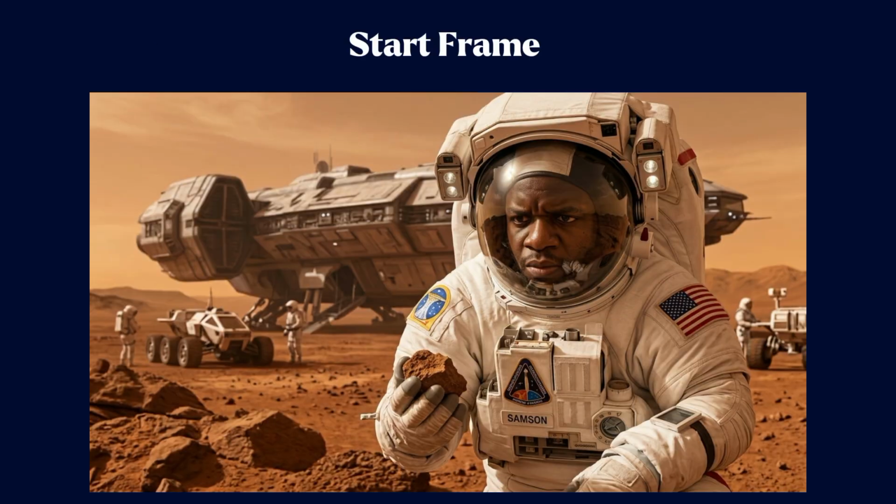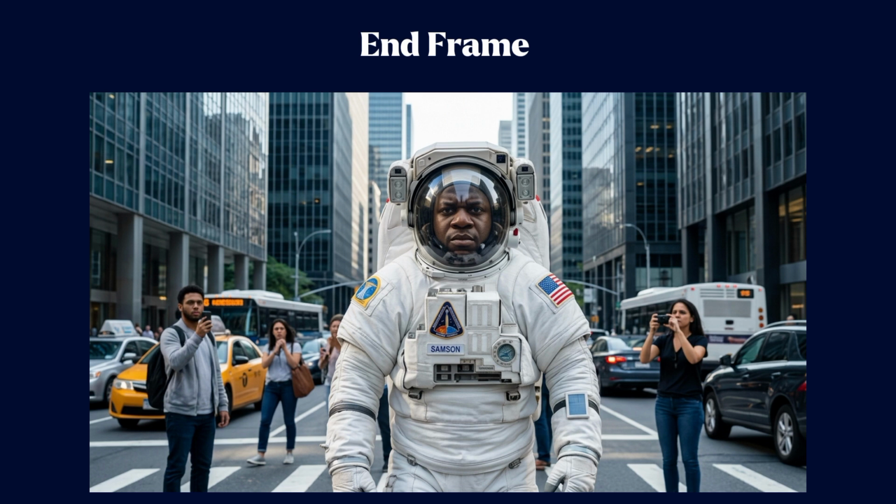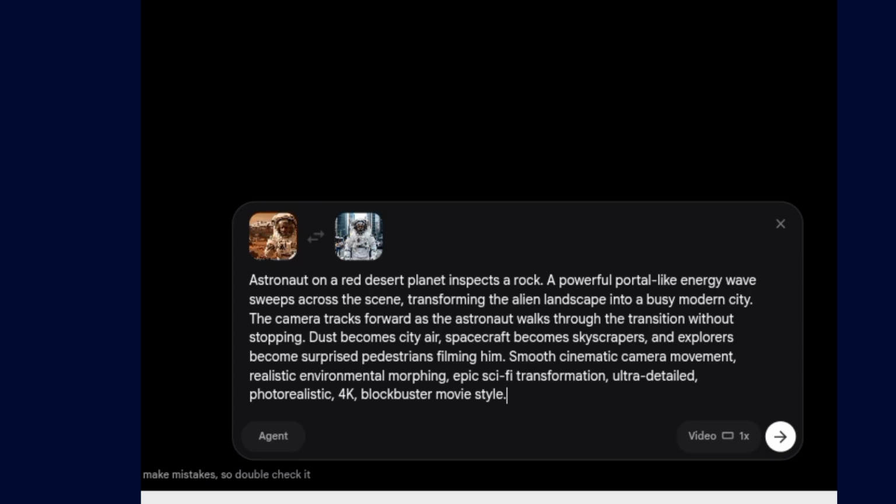For example, I created a starting image of my character at the surface of Mars with a massive futuristic spaceship in the background. Then I went back to Nano Banana and made the second image of the same character, now out of space. I'll use this as my end frame. Then I wrote a simple prompt: astronaut on a red desert planet inspects a rock.